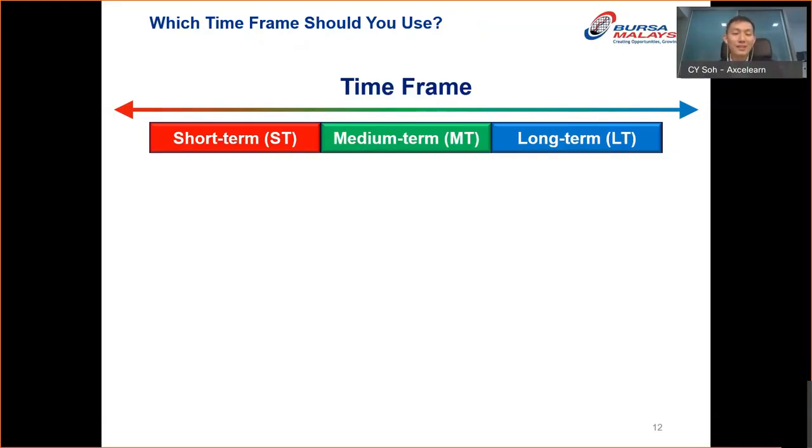Can you let me know what is the current time frame that you are using right now in your trading? If you're using short-term, you can type in ST. If you're medium-term, you can type in MT. And if you are doing long-term, you type in LT, so that I would like to know which time frame most of you would like to trade when it comes to futures trading. So I see there are short-term ST, some are ST and MT, some are LT, some say sometimes ST, sometimes medium term.